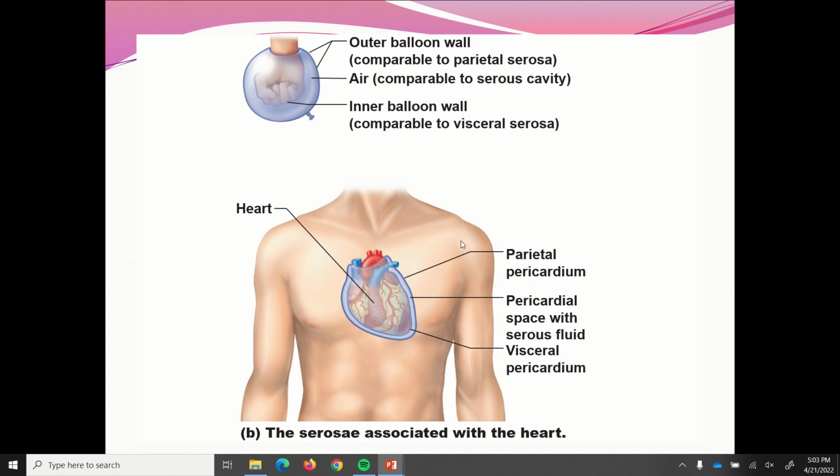Looking at this illustration, the pericardium is featured. The parietal pericardium will connect to the body wall of the patient. The visceral pericardium will actually connect to the heart. In between the two layers will be the serous fluid, which will reduce friction as the heart pumps blood.